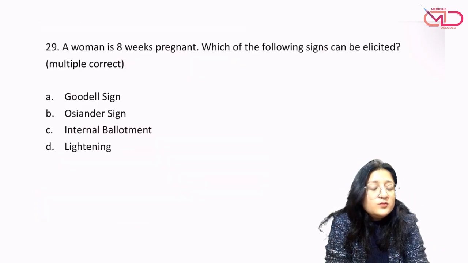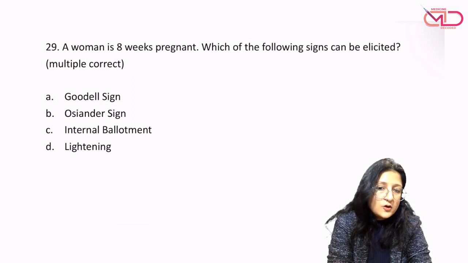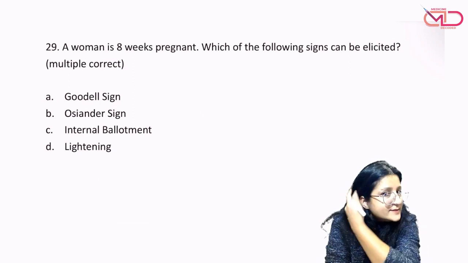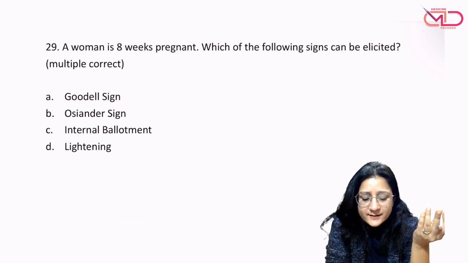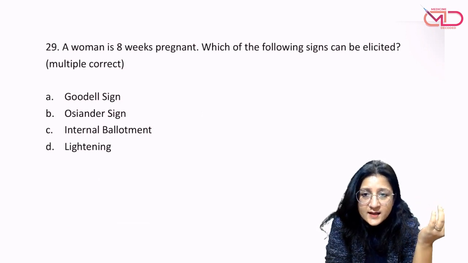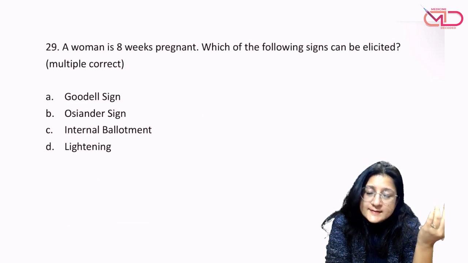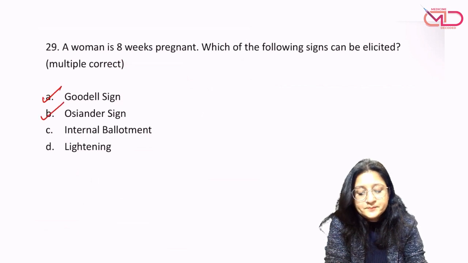A woman is 8 weeks pregnant. Which of the following signs can be elicited? And multiple correct options were there. So, Goodell sign is softening of the cervix. Osiander sign is the pulsations of the uterine artery, which can be felt through the lateral vaginal fornix. These are signs which can be elicited early on in pregnancy, by 8 weeks. So, yes.